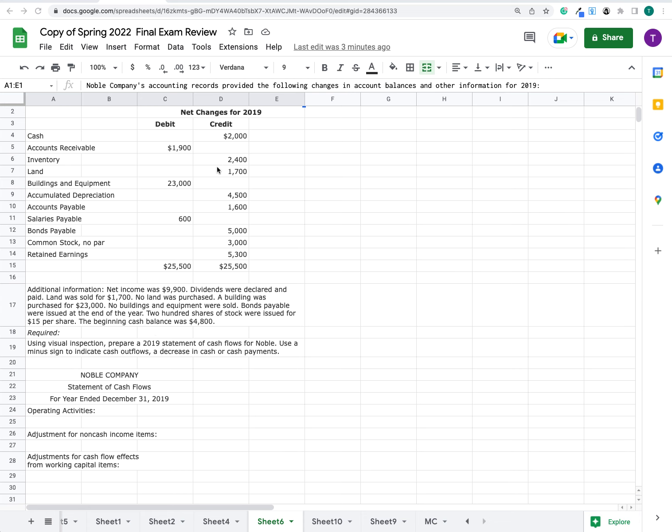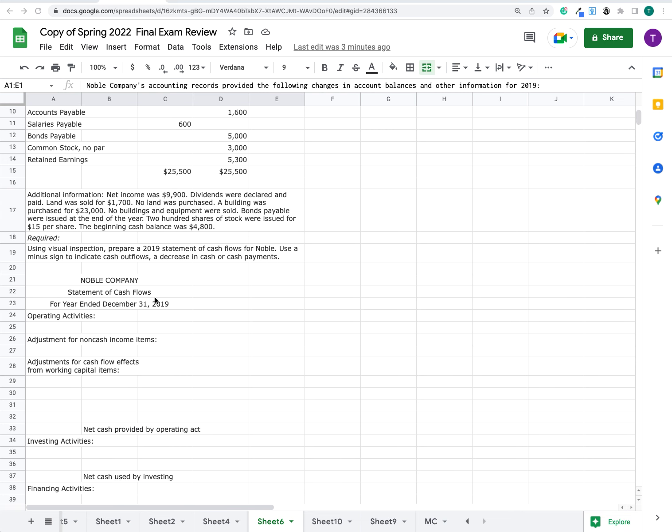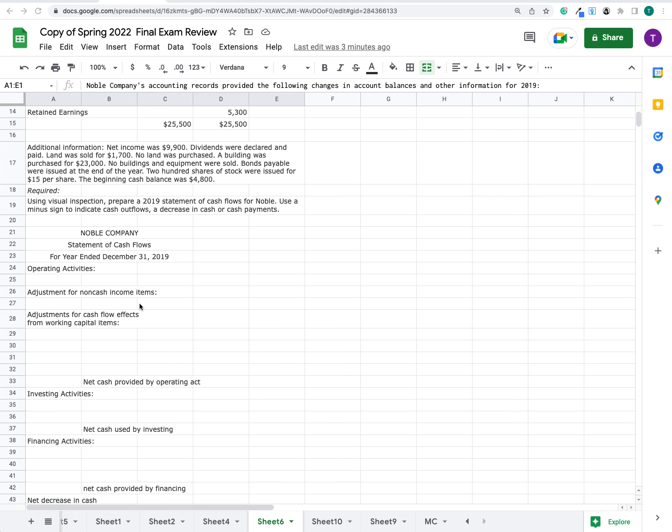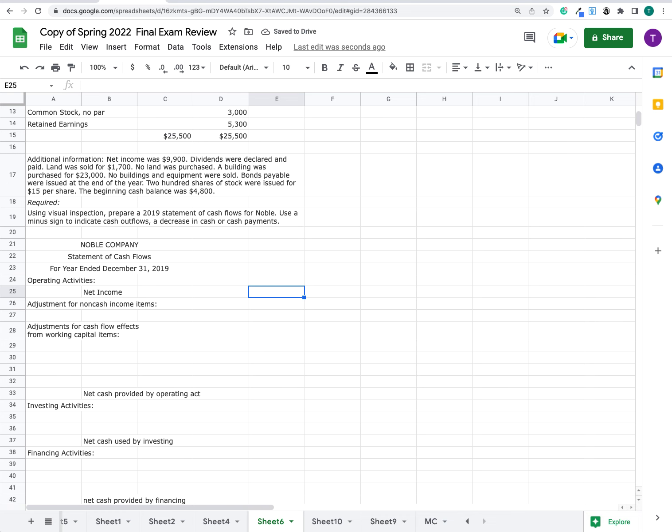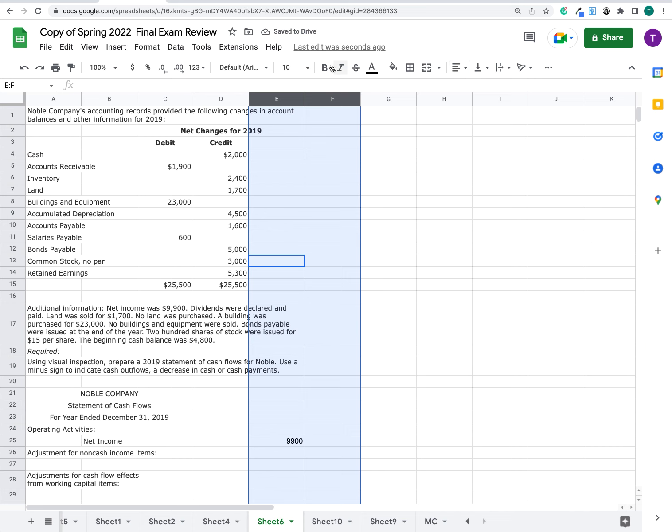So we're going to use a visual inspection of these changes and this additional information to then prepare the statement of cash flows. And so obviously we'll start out with the operating activities, and we'll enter here net income. And let's go back up. Net income was $9,900. Put these in. Change the formatting so that we have the decimals.